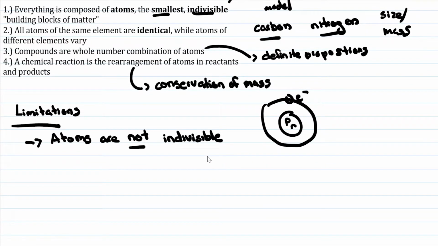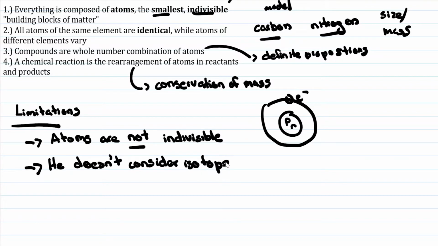The second one is that he suggests that all atoms of the same element are identical, but he doesn't consider isotopes. If you don't know what an isotope is, it's basically an element with a differing number of neutrons. It's still an atom of the same element because the number of protons is the same, but the number of neutrons is different. So the mass and the size are different.